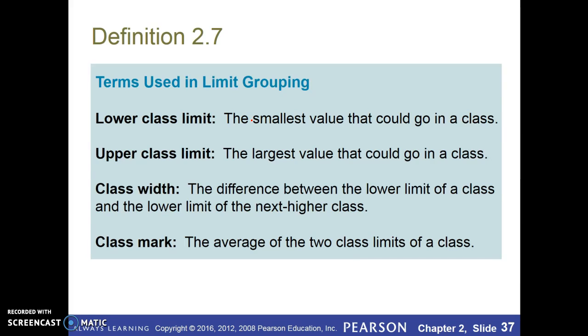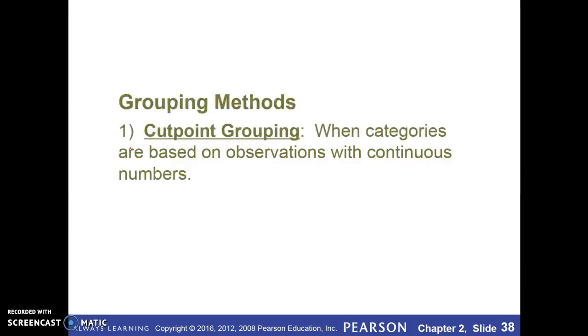There are some terms you're going to want to know when we talk about limit grouping. There's a lower class limit, which is the bottom of the group, and the upper class limit, which is the upper number in that group. The class width, in this example, was 10 because they were separating them out by groups of 10. And then a class mark is the average between the lower and the upper limits.